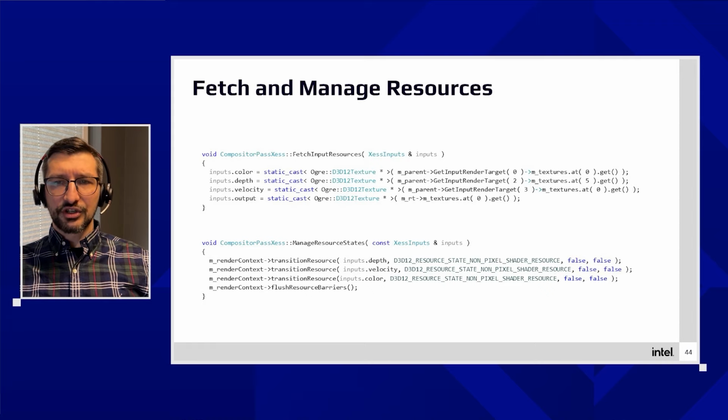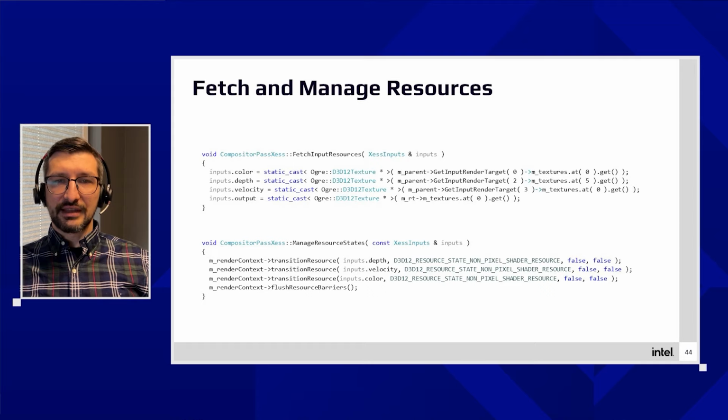The first function simply fetches the resources. We use indices here, so in the compositor file, we have to put the resources in a particular order. We can also see that for the depth, there is another index in the am_texture member, and that is because this texture is a part of the gbuffer multi-render target.